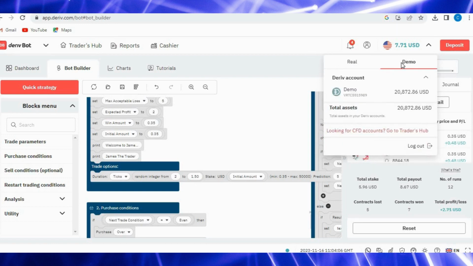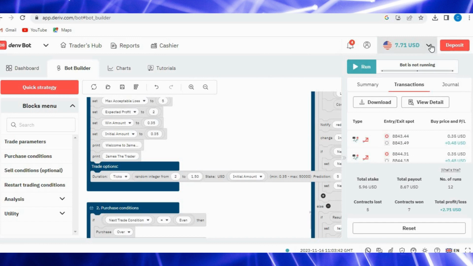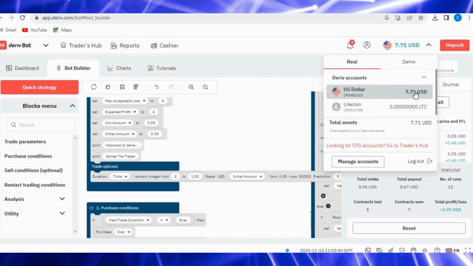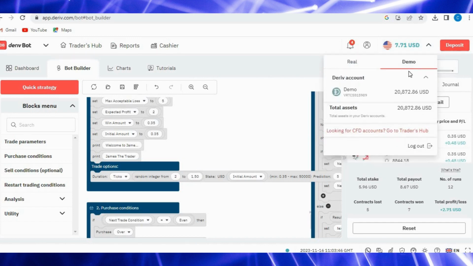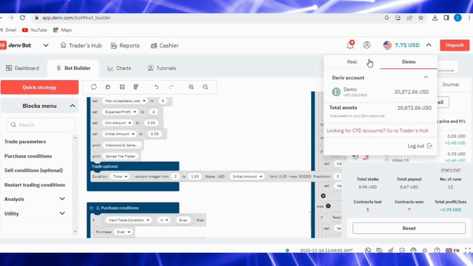I try several strategies on this account so as to ensure that the bots are working perfectly. So we will try as much as possible to raise this $5 to $500. Is it possible? Let's see how it goes. In the next video, I'll try to increase from this $7 to maybe about $10 or thereabout. So let's keep going little by little and see how far we can go with this $5.